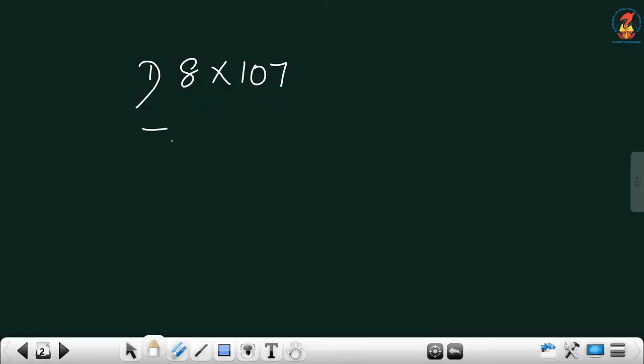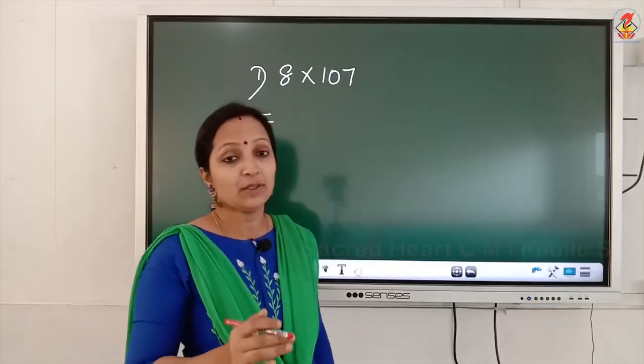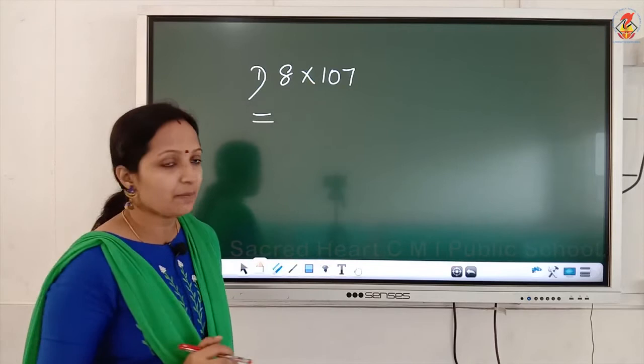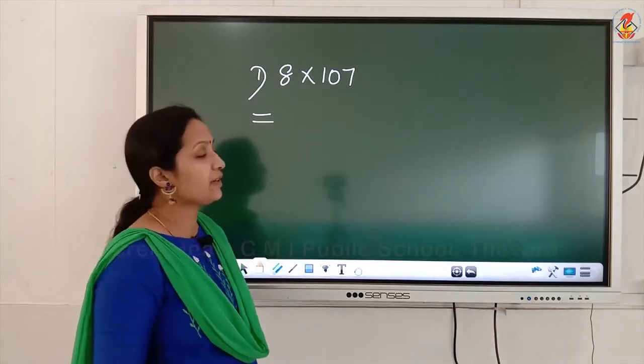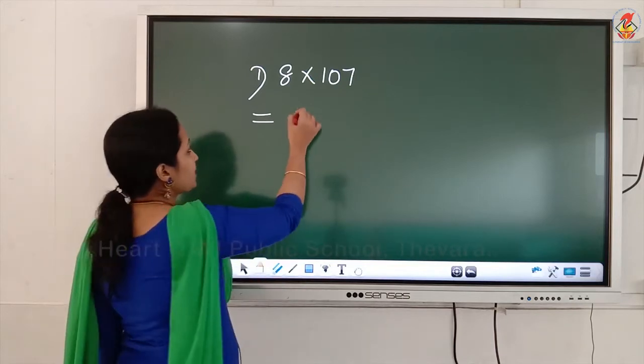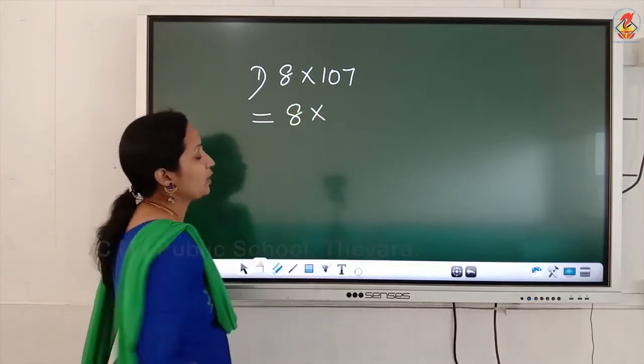Just look at the question. We already studied the expanded form, is it? So if you are getting a question like this, always try to expand the bigger number, then your calculation part will be simple. Now here 8 or 107, which is the bigger number? 107 is the bigger number. So you expand 107.